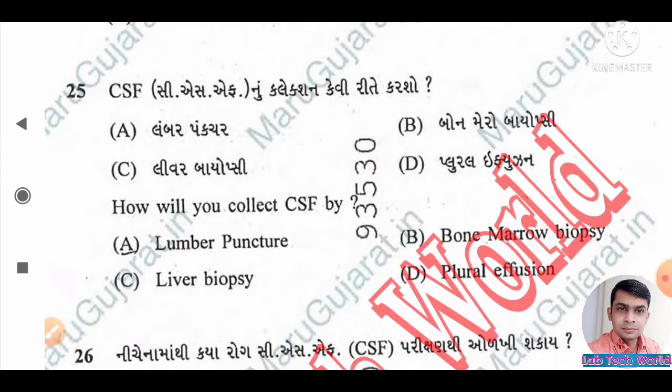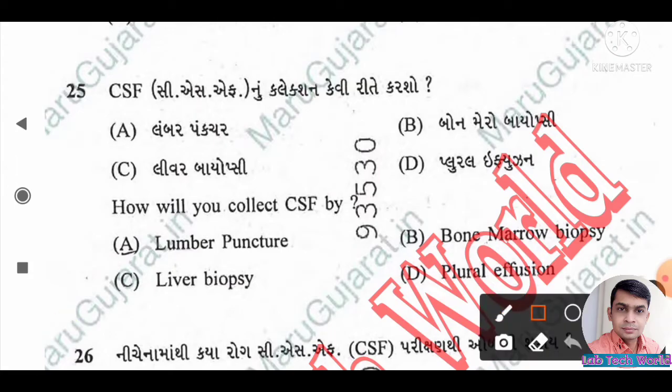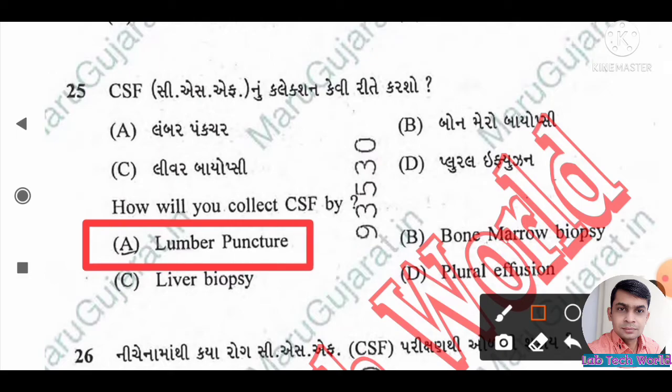How will you collect CSF by? Options A. lumbar puncture, B. bone marrow biopsy, C. liver biopsy, D. pleural effusion. And the correct answer for this question, to obtain CSF you need to do lumbar puncture. So option A is the correct answer for this question.